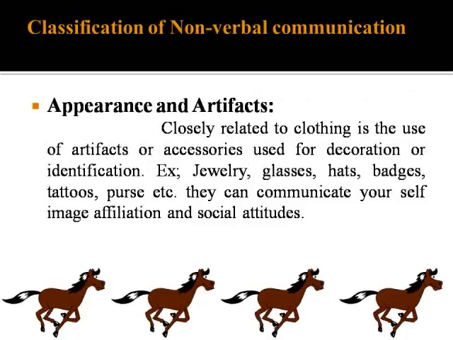Appearance and artifacts. Closely related to clothing is the use of artifacts, or accessories used for decoration or identification. Examples: jewelry, glasses, hats, badges, tattoos, brush, etc. They can communicate your self-image, affiliation and social attributes.